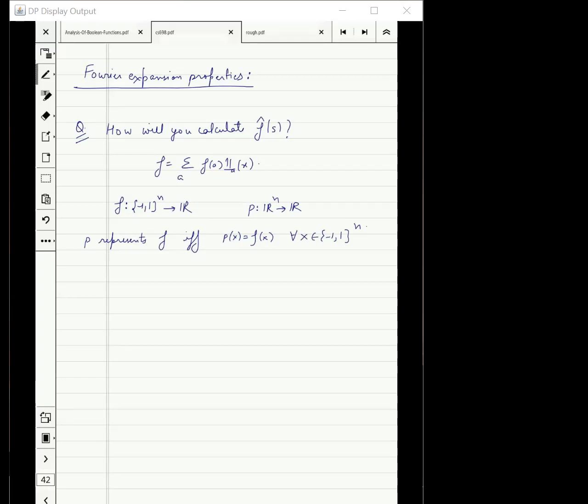By the way, this is why I always emphasize uniqueness. If you look at this characterization, that P represents F if P(x) is equal to F(x) at all x of the interesting domain, it is not really clear that there is only one P which represents it. But we know that if we restrict P to be multilinear, then there is a unique P which represents it. This we will look at. Just wanted to clarify this.